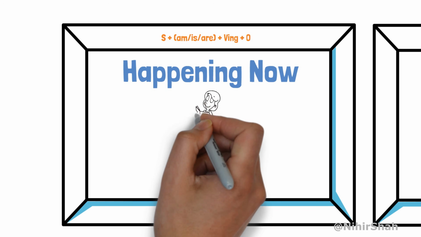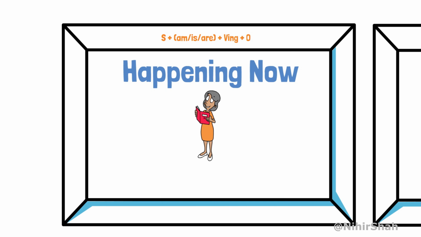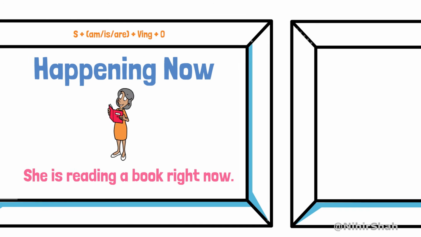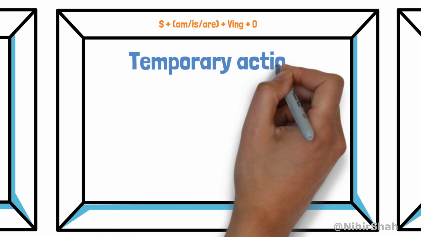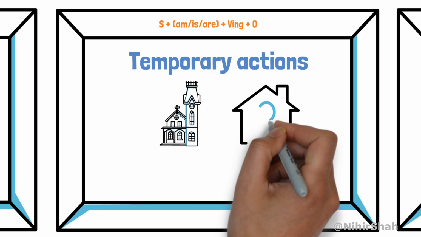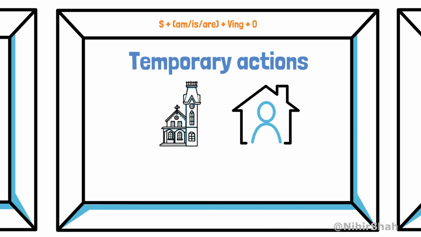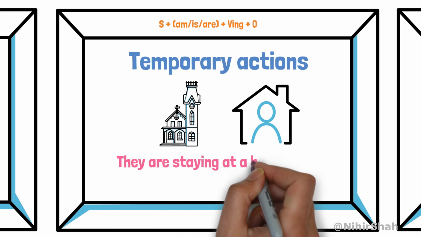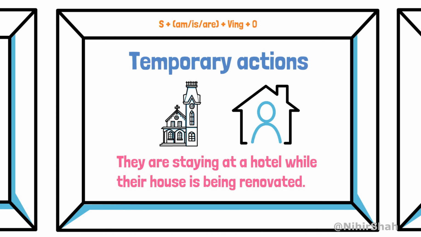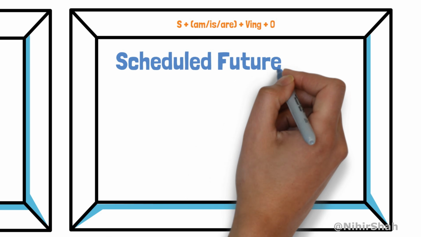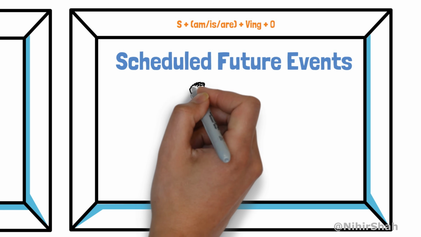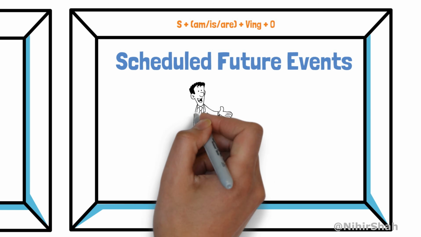These are actions occurring right now. For example, she is reading a book right now. Number 2, temporary actions. These are actions occurring around the present time but not necessarily habitual. They are staying at a hotel while their house is being renovated. And number 3, scheduled future events. This usage is used to describe future events that are planned or arranged.